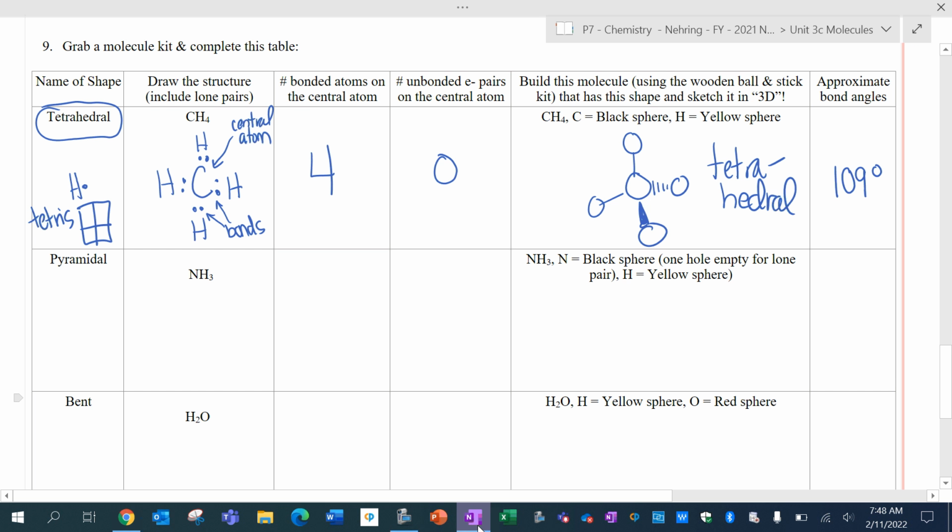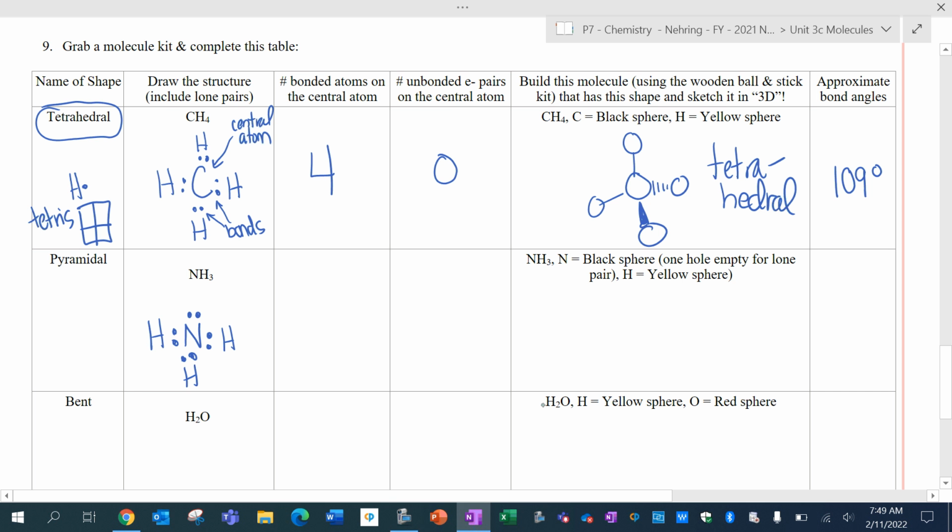Now let's look at another example. Let's look at what a pyramidal molecule looks like. So we're going to start with nitrogen in the middle. Nitrogen has 1, 2, 3, 4, 5 electrons around it. So notice how nitrogen has 3 spots where it can bond. So I'm going to have 1, 2, 3 hydrogens come in.